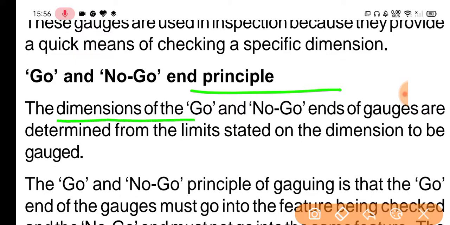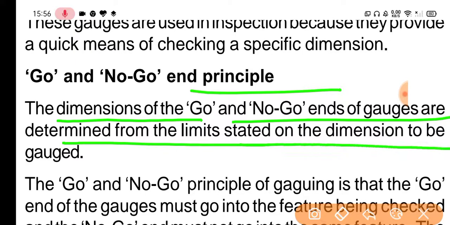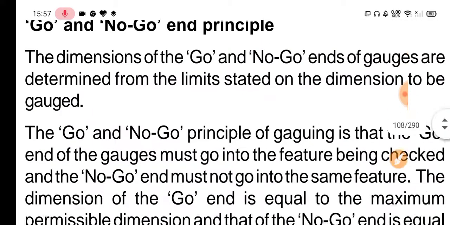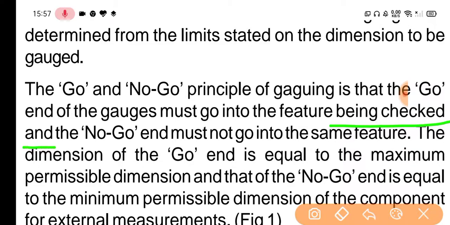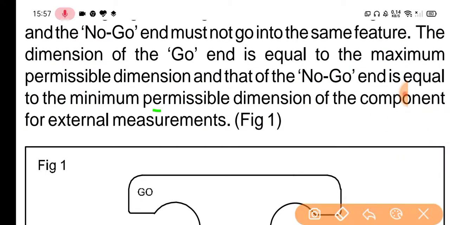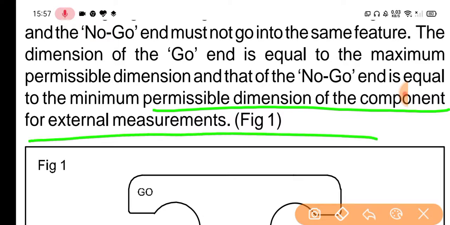Go and no go principle. The dimensions of the go and no go ends of gauges are determined from the limits stated on the dimension to be gauged. The go and no go principle of gauging is that the go end of the gauge must go into the feature being checked, and the no go end must not go into the same feature. The dimension of the go end is equal to the maximum permissible dimension, and the no go end is equal to the minimum permissible dimension of the component for external measurements, given in picture 4.